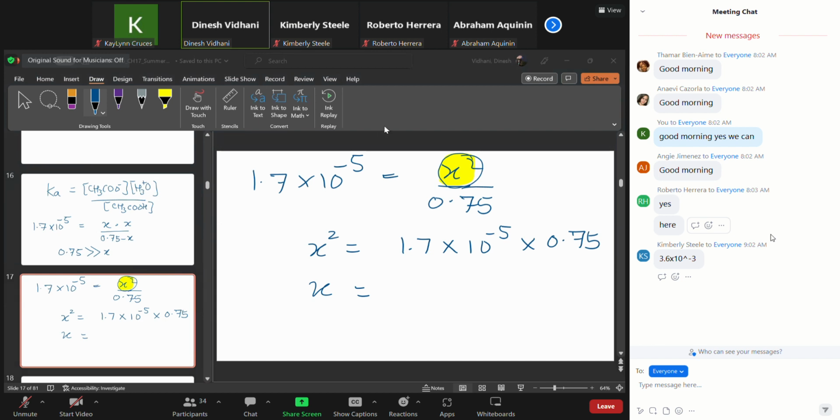(3.6 × 10^-3). Okay, let me do it because I'm doing this problem for the first time, because you gave me those numbers, 0.75. So I need to verify it. So you are taking the square root of 0.001275. Let me take that.